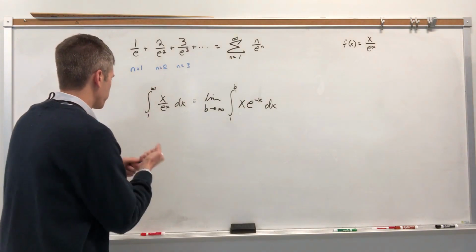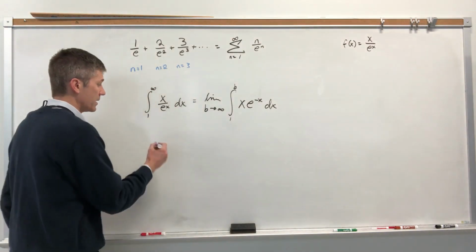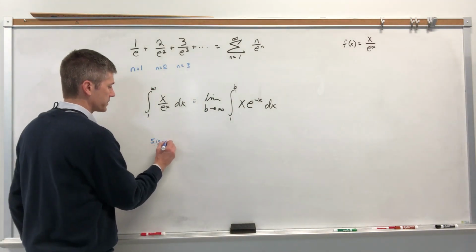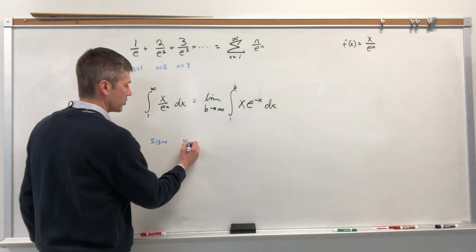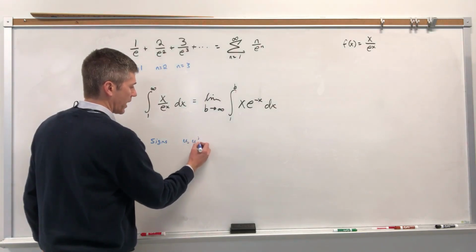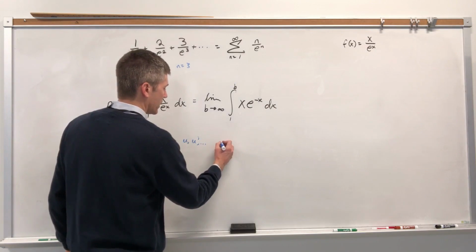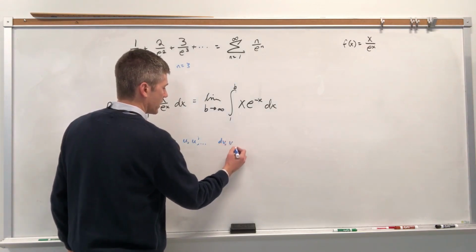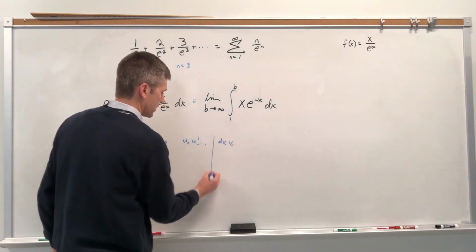So here we go. This is going to look familiar when I start writing it. Signs, and then u, and then the derivative of that, and then we keep going, and then dv, and then v, and then we keep going. Here we go.